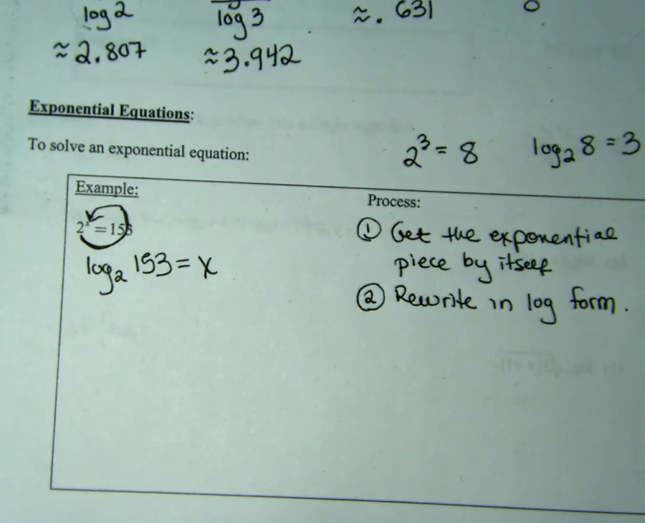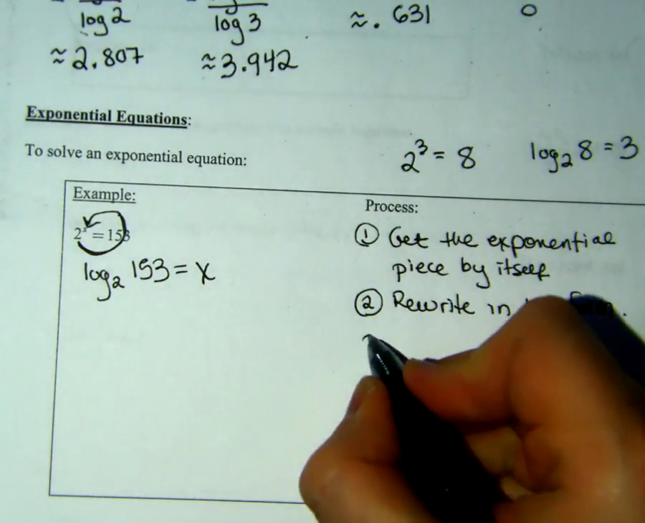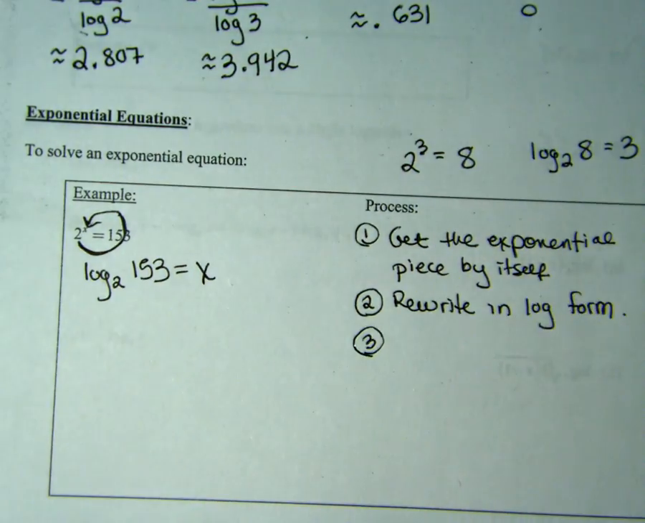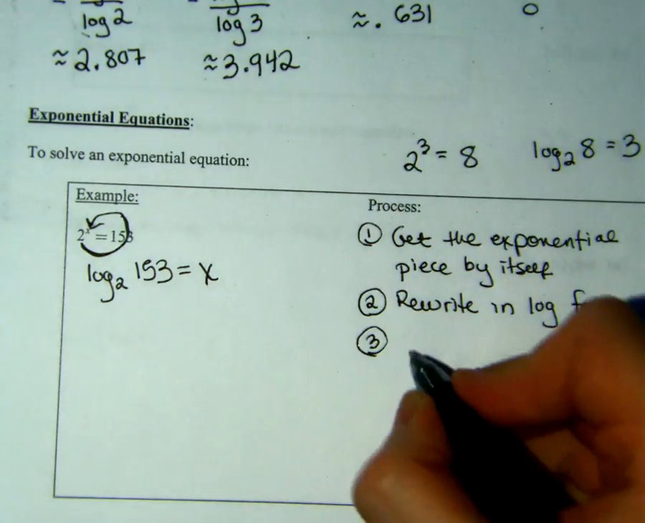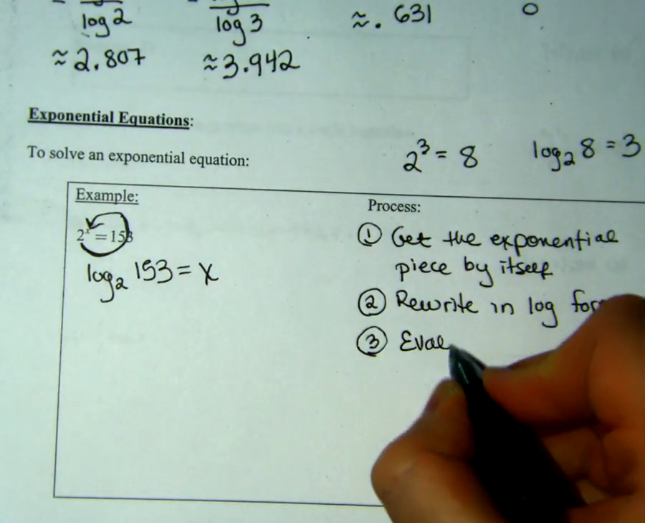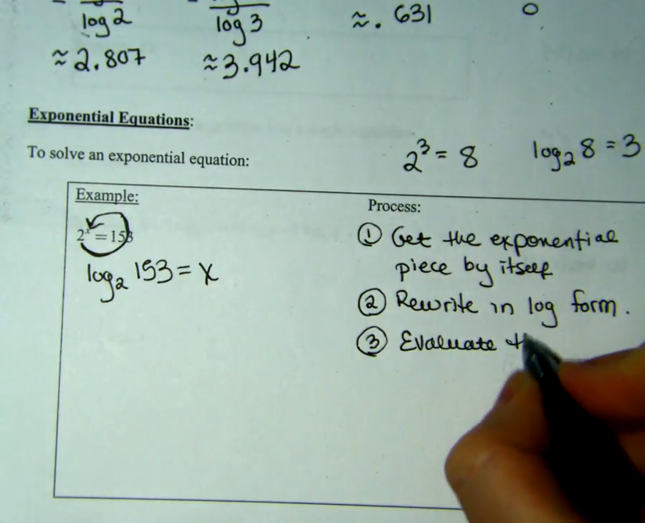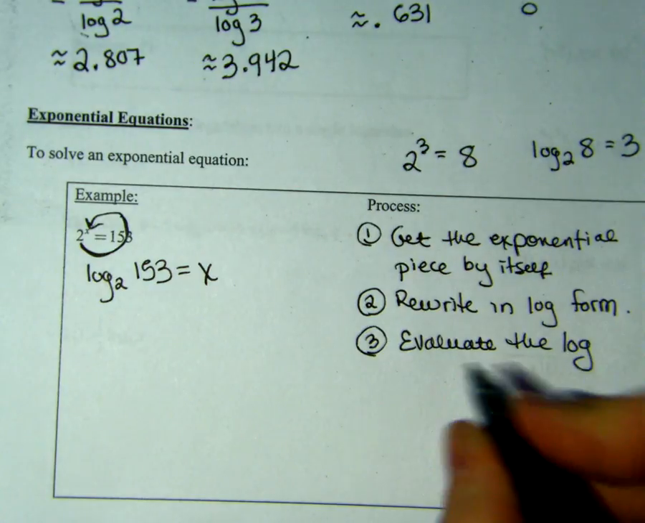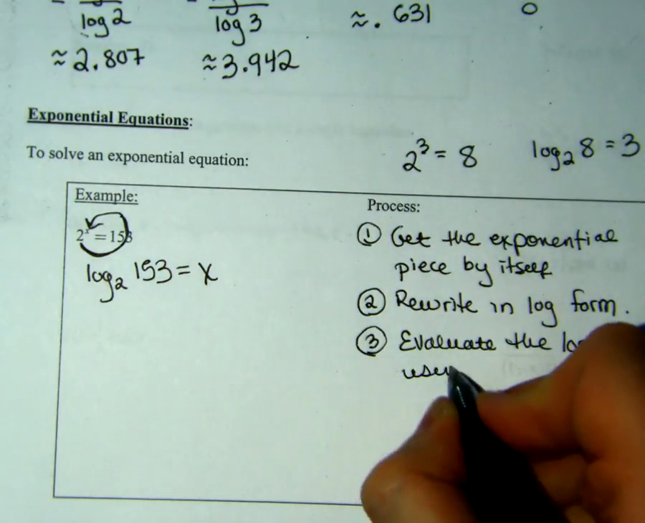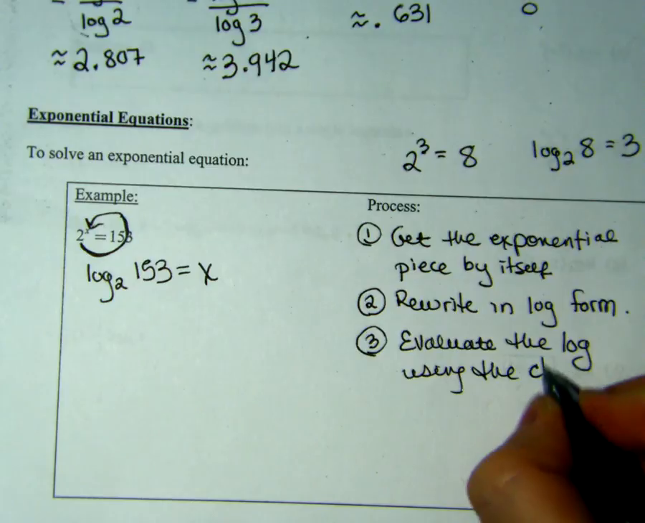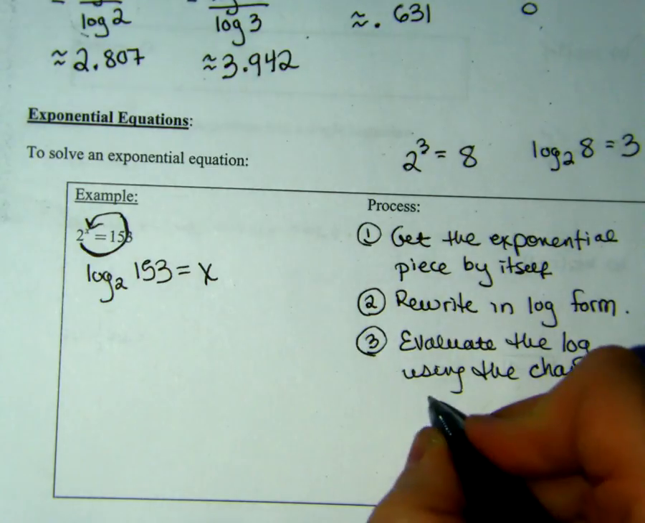Well, how would you figure out that log, though? How would you do log base 2? I don't know that power. What do we call it? Change of base. That's why we just learned that change of base formula. Step number 3, we're going to evaluate the log using the change of base formula.